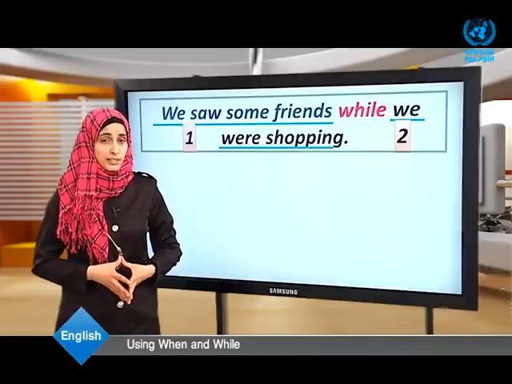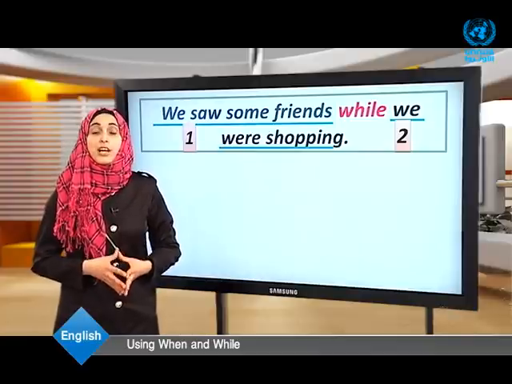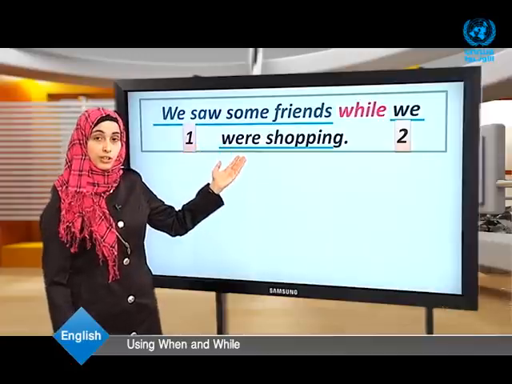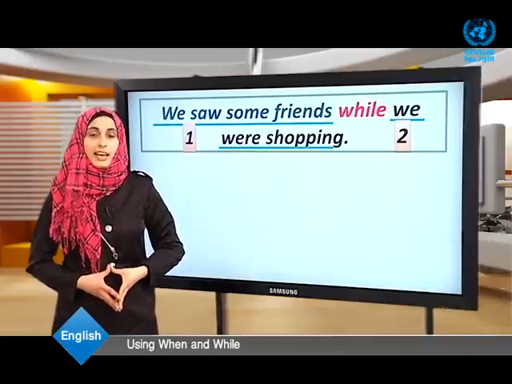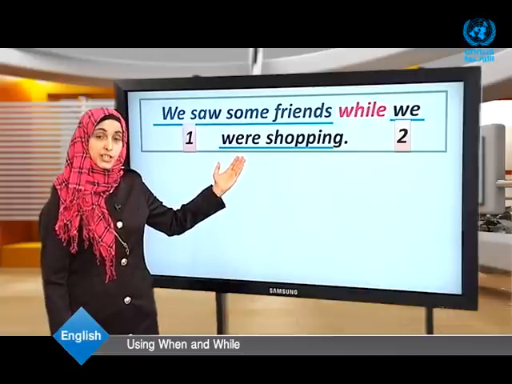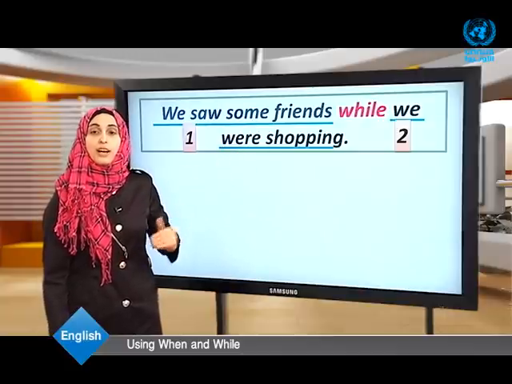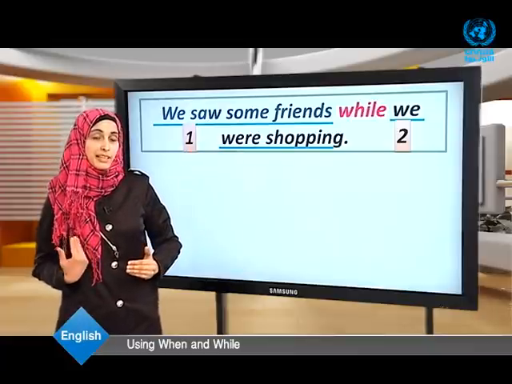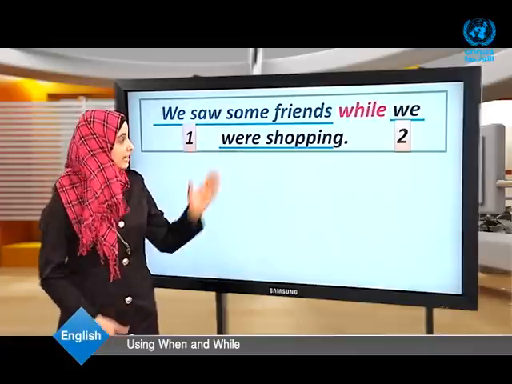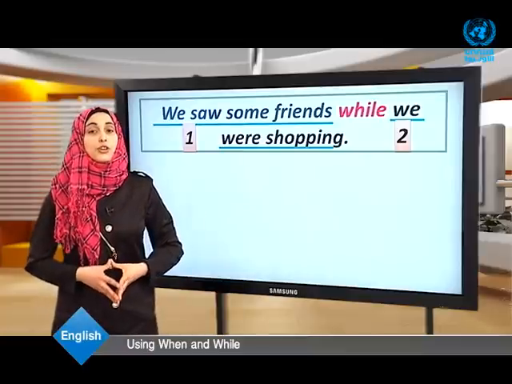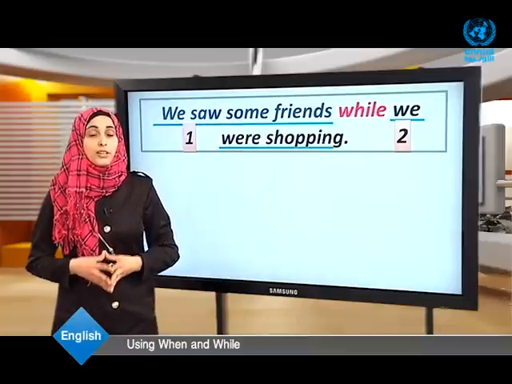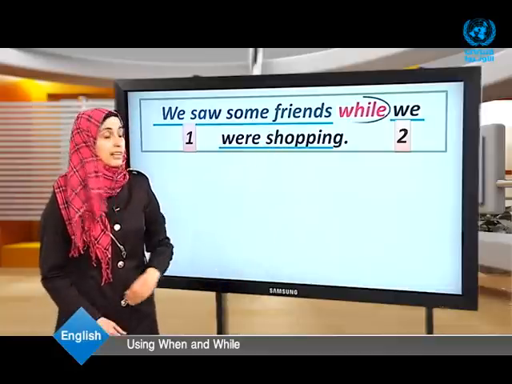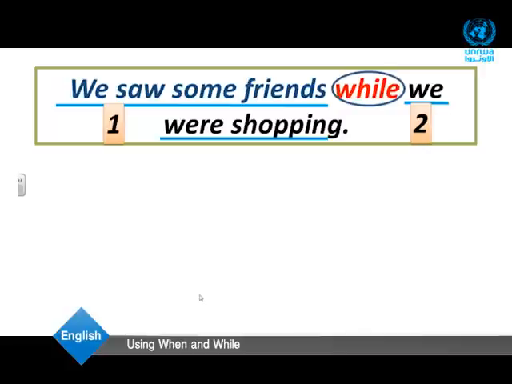Now, dear students, the question is, which action started first? Seeing friends or shopping in the mall? Excellent, shopping in the mall started first and then was interrupted by seeing friends. So, first we were shopping and then we saw some friends. Now look at the two actions. They are joined by using what? What did we use to join the two actions? Excellent, we used while. And while here is in the middle of the sentence.